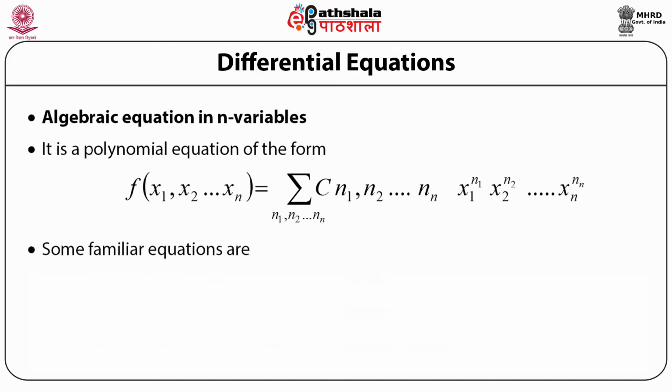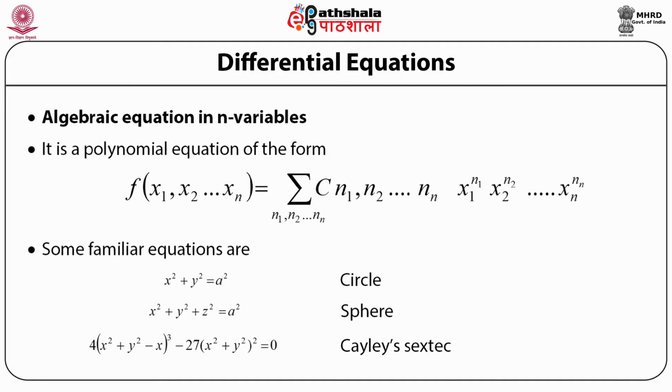Some familiar equations involve more than one variable. For example, an algebraic equation involving two variables x and y, the most familiar one, is the equation of a circle, namely x² + y² = a². An equation involving three variables is the well-known equation of a sphere, which is x² + y² + z² = a². Another interesting equation is called the Cayley-Sextic equation, again an algebraic equation in two variables, reading as 4(x² + y² − x)³ − 27(x² + y²)² = 0.